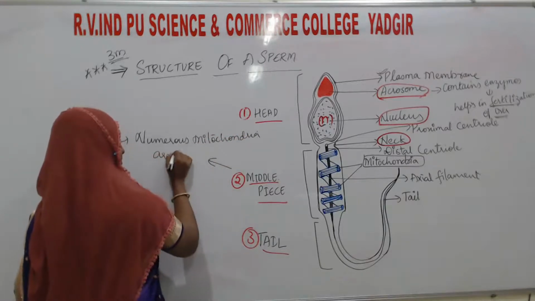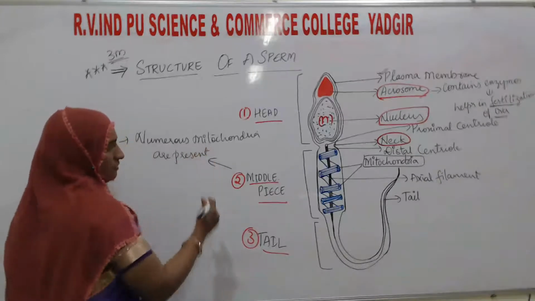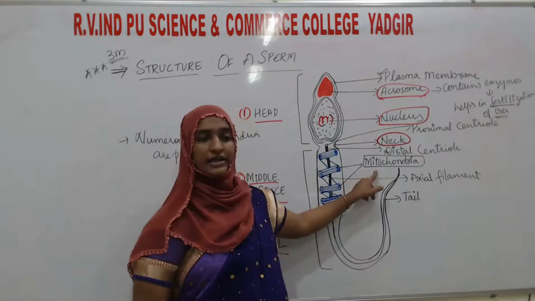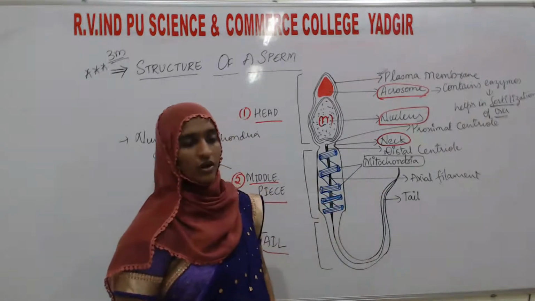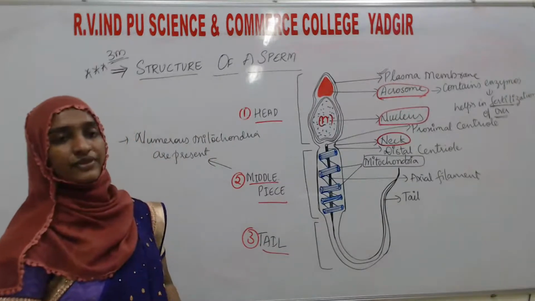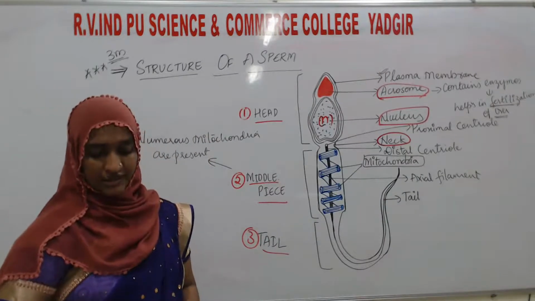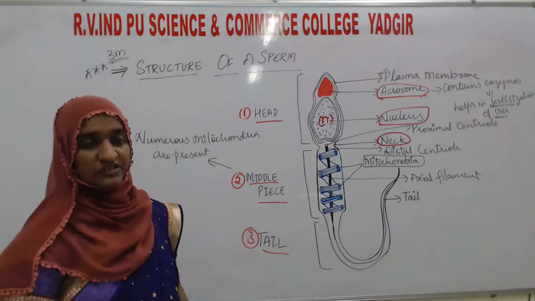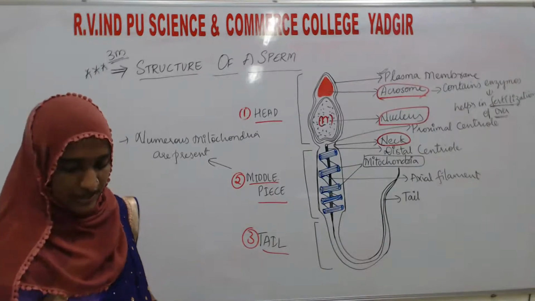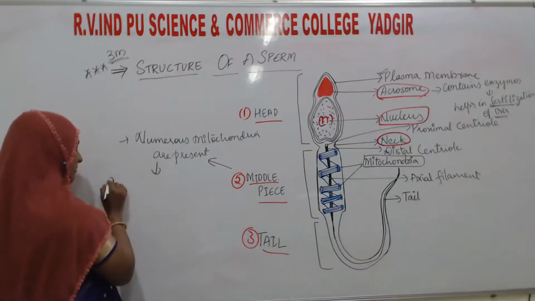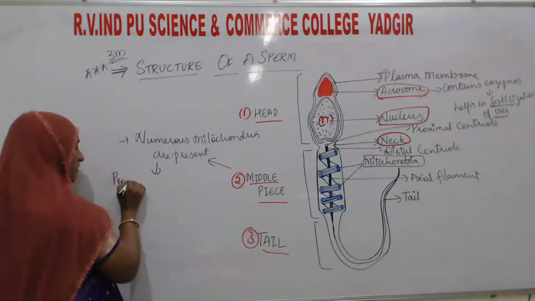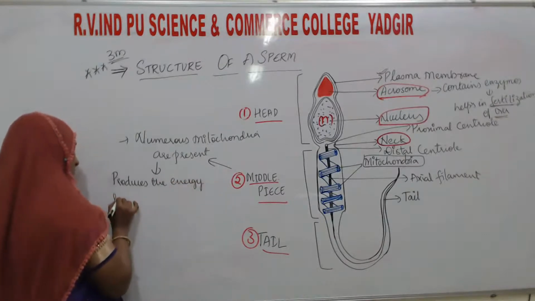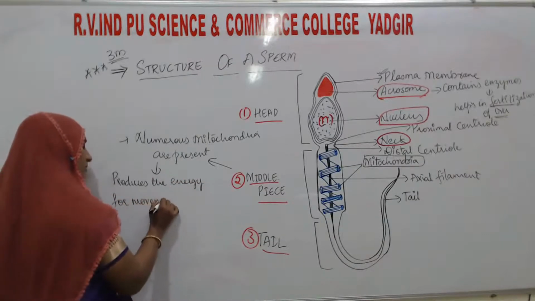These blue color structures which are arranged in the middle piece, we can call them the mitochondria. As you know, mitochondria are the powerhouse of the cells, which provide the energy. Here the middle piece possesses numerous mitochondria, which produce the energy for movement of the tail.